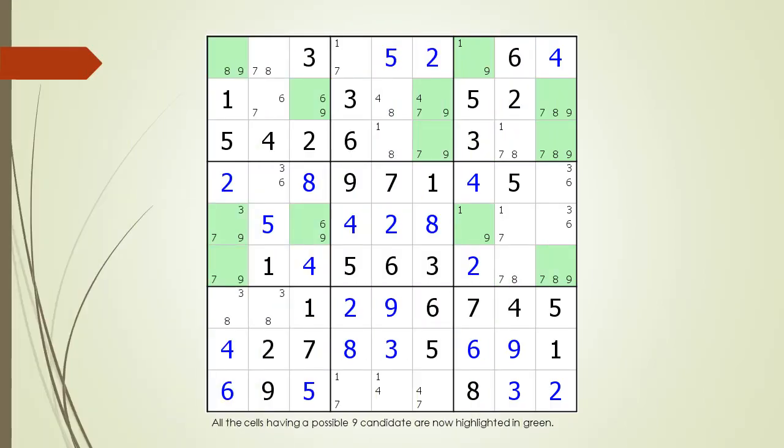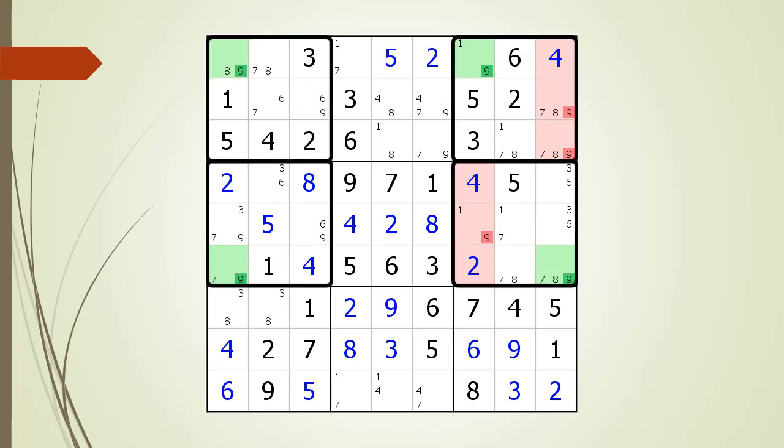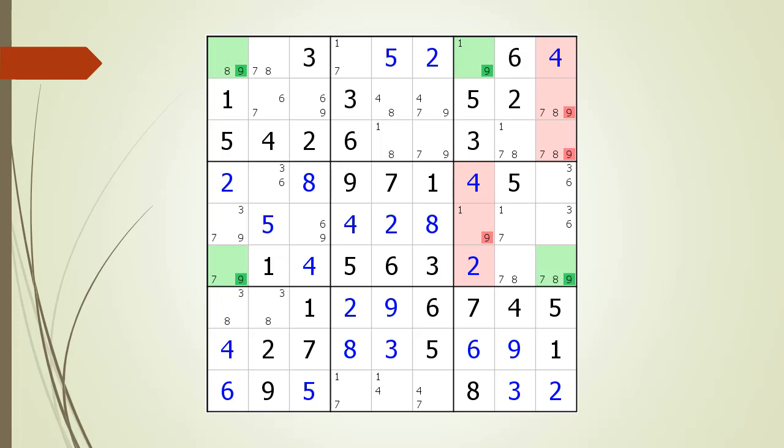Consider the following Sudoku in progress. All the cells having a possible 9 candidate are now highlighted. We find the skyscraper pattern now highlighted. A skyscraper pattern is composed of 4 cells and 4 separate 3x3 blocks. A skyscraper is known as a single-digit pattern. In this example, the skyscraper is using the possible 9 candidate as the single digit.